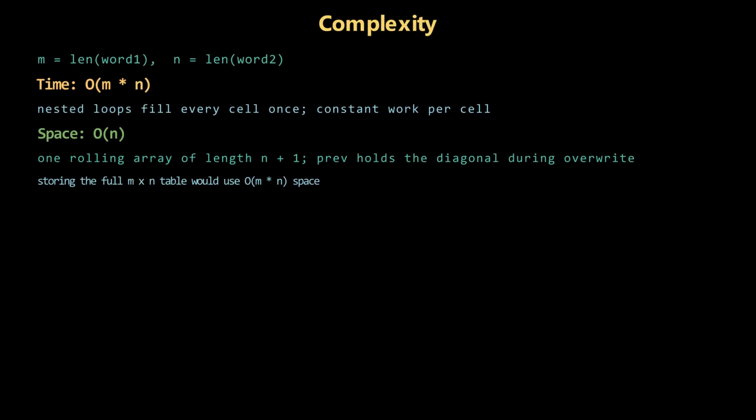Let m and n be the lengths of the two strings. Time is O of m times n because every cell is still computed once. Space is O of n with one rolling row. Previous captures the diagonal while we overwrite the array left to right.